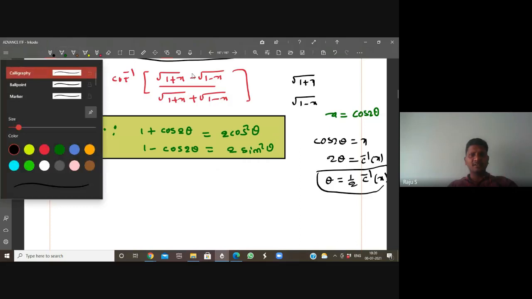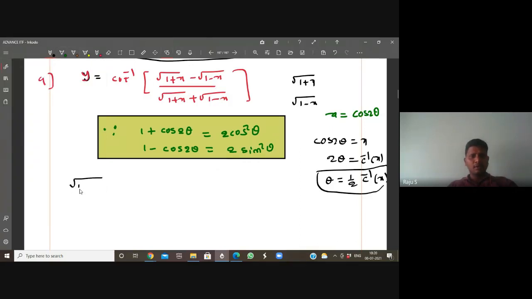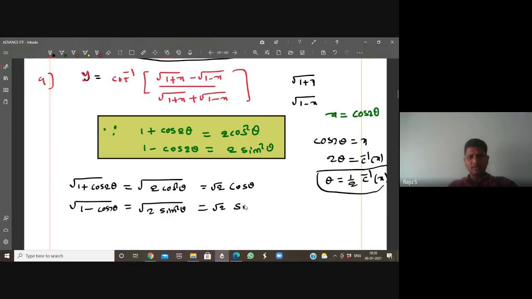So now I want to simplify this value alone. Root over 1 plus cos 2 theta, what is 1 plus cos 2 theta? 2 cos square theta. That is nothing but root 2 cos theta. Root over 1 minus cos 2 theta, the value is 2 sin square theta, so root 2 sin theta. Yes, substitute all these values here. Given y, y is equal to cot inverse of root 2 cos theta minus root 2 sin theta by root 2 cos theta plus root 2 sin theta.